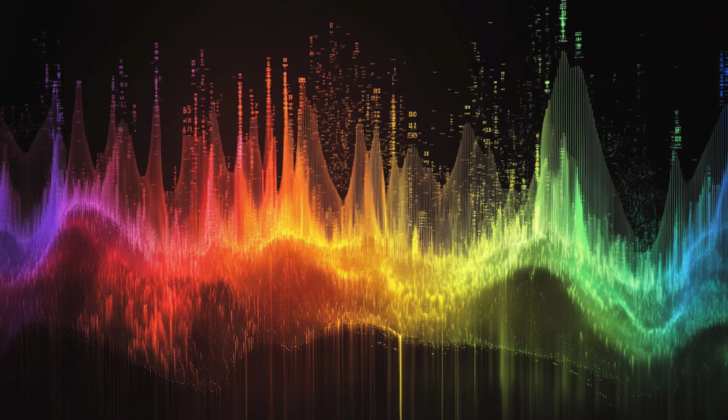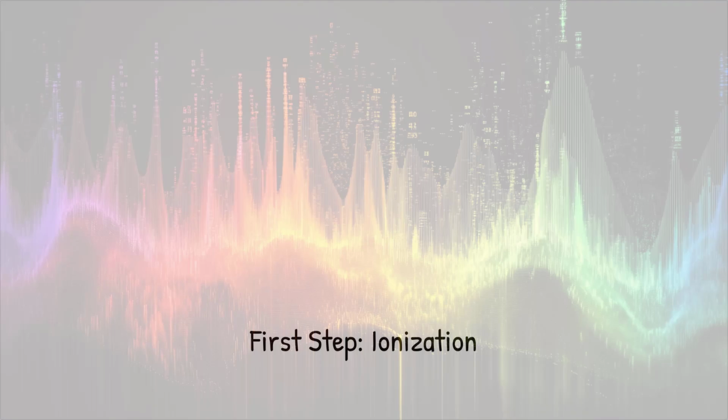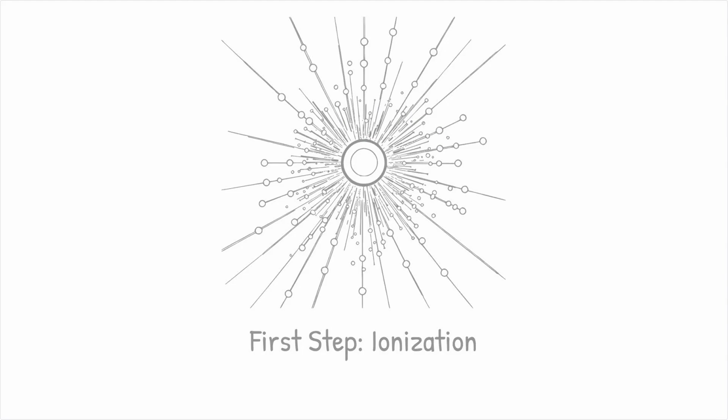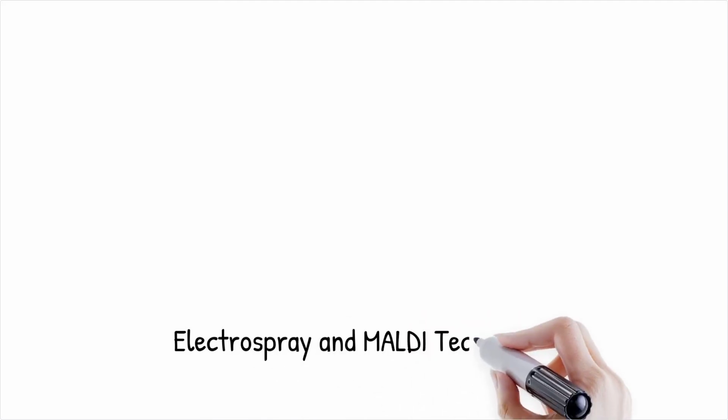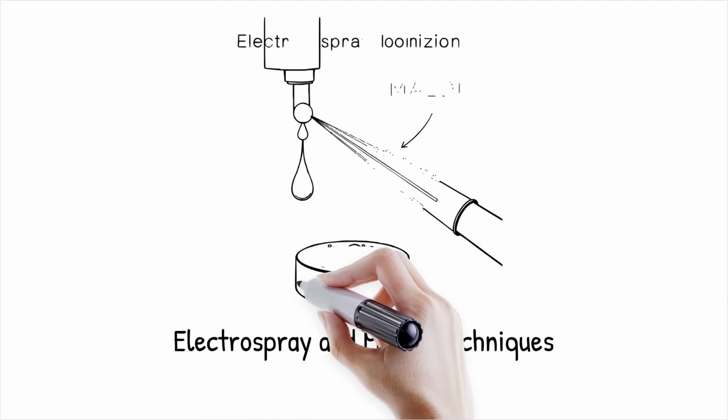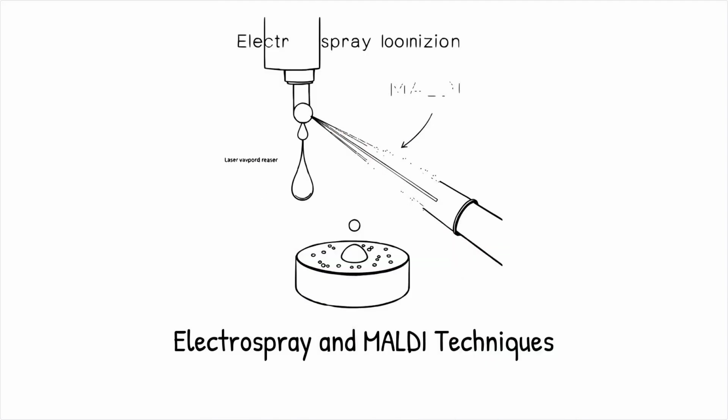The first step in mass spectrometry is converting neutral molecules into charged particles, ions. This is achieved through ionization techniques such as electron ionization, EI. High-energy electrons knock electrons off molecules, creating positively charged ions. Electrospray ionization, ESI: a fine spray of charged droplets produces ions, ideal for large biomolecules.